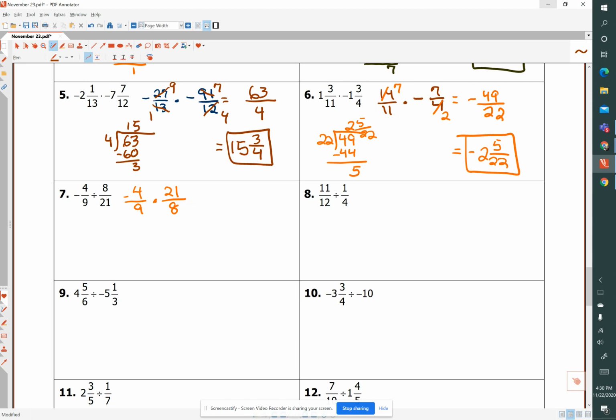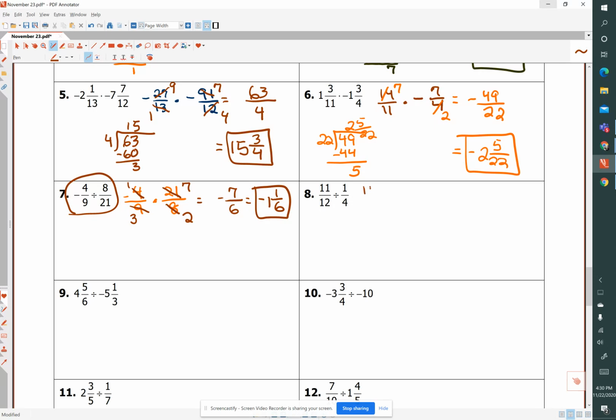And now we do see that we can cross simplify. Maybe you can't in the original form of the problem, but when you convert so that you can multiply, then you can. So both 9 and 21 are divisible by 3. And both 4 and 8 are divisible by 4. So 7 times 1 is 7. 3 times 2 is 6, and that's a negative. And that would equal -1 and 1/6. So we'll convert it to the mixed number.